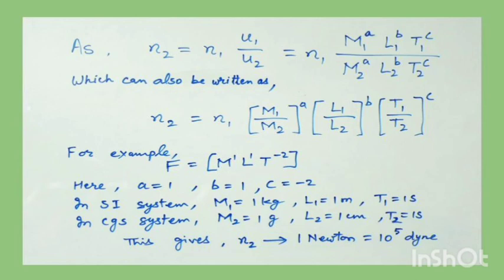Then using the equation for N2, you can calculate 1 Newton is equal to 10 to the power 5 dyne. You can try this using the dimensional equation of work or energy also, which gives 1 joule is equal to 10 to the power 7 erg.